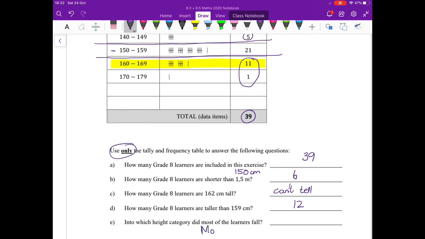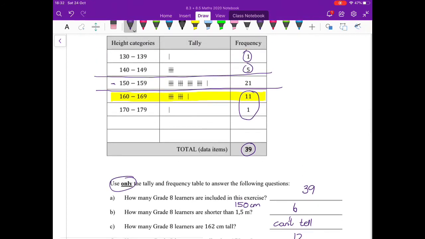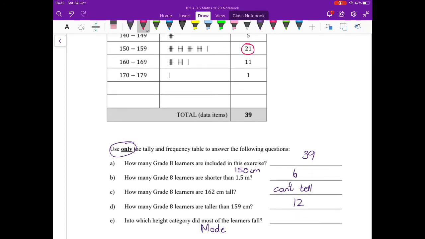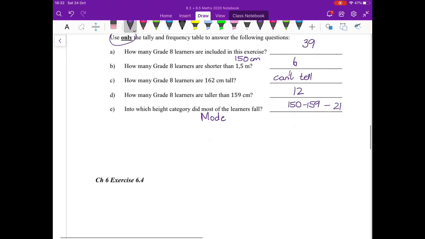Into which category did most of the learners fall? Remember, this is the mode. And if we go and have a look here, just want to rub that out. Our highest number is 21. So 21 of them fitted into the category 150 to 159. And there were 21 in total.